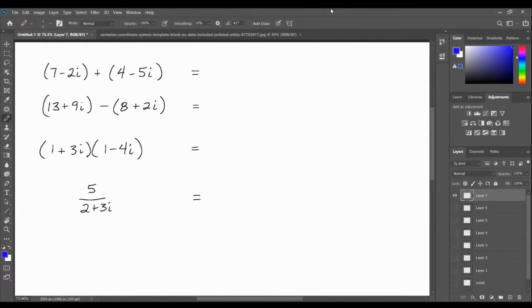So for the first question, I have 11 minus 7i. And for the second one, I have 5 plus 7i. And then the third is 13 minus i. And then the last one, I got 10 divided by 13 minus 15 divided by 13 times i.